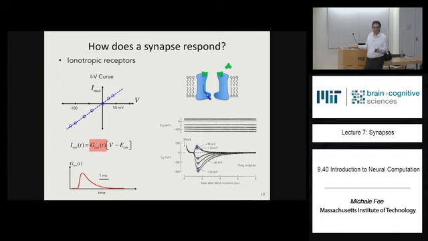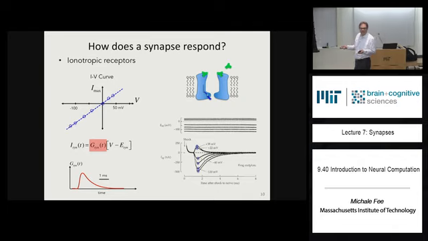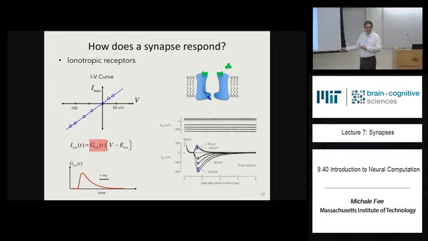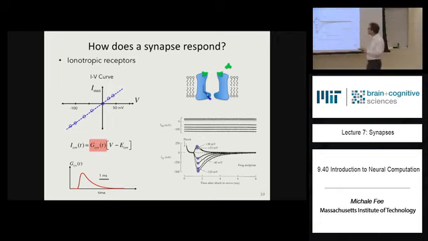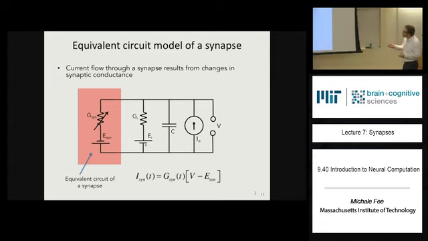Because neurotransmitter binds to the receptor, opens the channel, and then what happens? The neurotransmitter falls off, and the neurotransmitter receptor closes. Okay, that's it. We're going to do a little bit of mathematical modeling of that, but it's going to be pretty simple. All right? Okay, so there's our equivalent circuit.